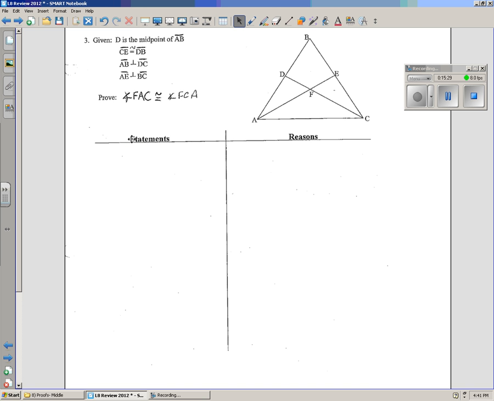All right, so here we have some givens, and we're trying to prove angle FAC, this angle here, is congruent to angle FCA. And we have a lot going for us. We have a lot going on in this proof, so let's see. They told us D is the midpoint of AB. Now again, we're going to have to come up with a plan.